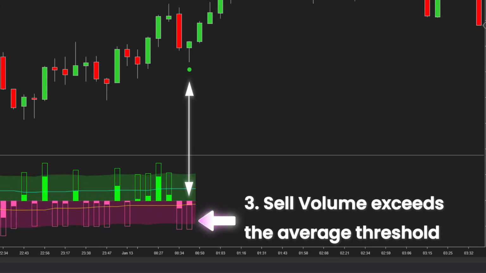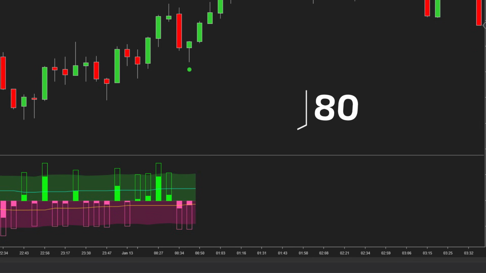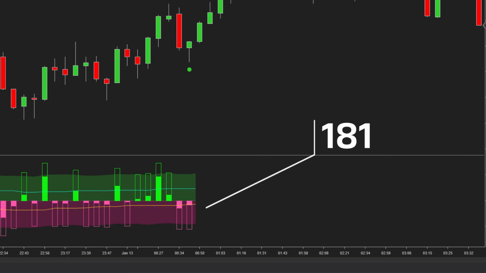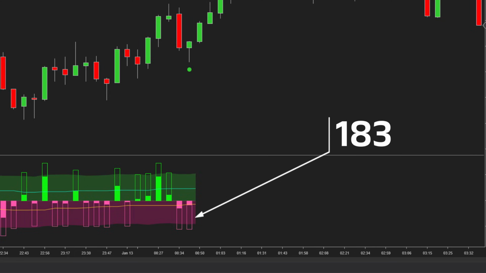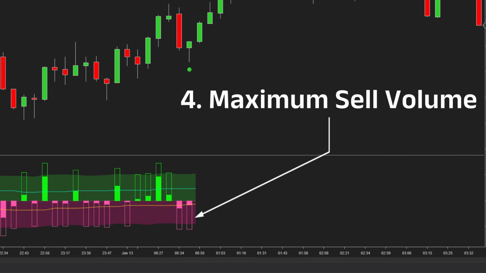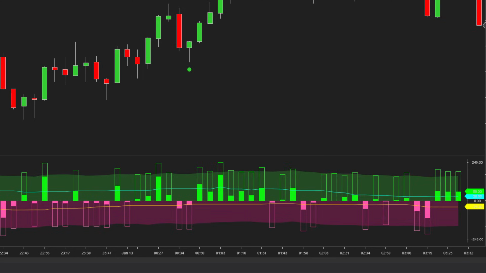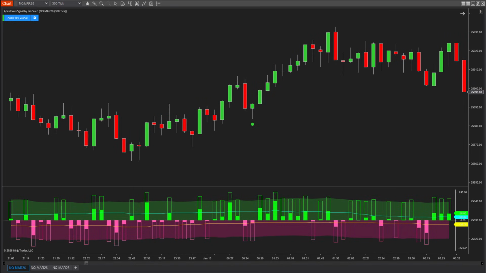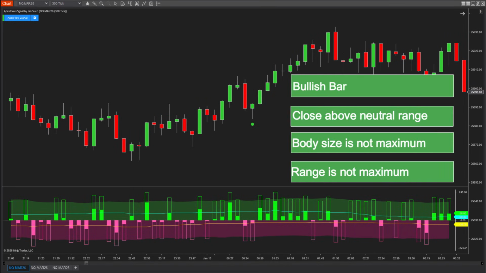Next, let's move on to the fourth condition. According to our rules, an absorption candle must have the highest sell volume within a specific range. In this example, the range is set to the last three candles. And as you can see, their sell volumes are 80, 81, and 183. So clearly, the absorption candle has the highest sell volume in this range, which means it fully meets the fourth condition. After confirming all four conditions, the system verifies that the sell side has shown strong participation.